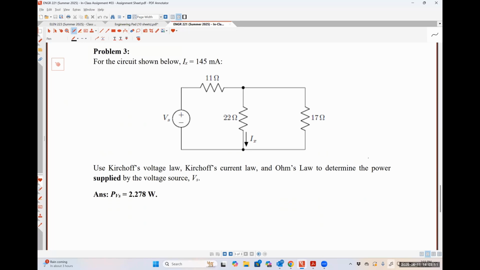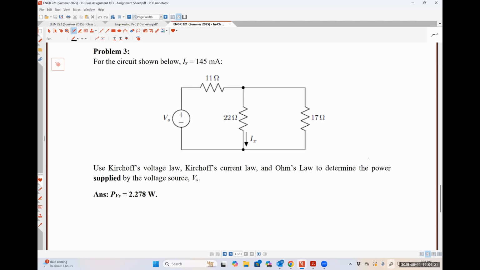So you're given a particular circuit, and the only pieces of information that you are provided are the voltage, the current flowing through the 22 ohm resistor, and then the resistor values themselves. You are asked to use Kirchhoff's voltage law, Kirchhoff's current law, and Ohm's law in order to determine the power supplied by the voltage source Vs.